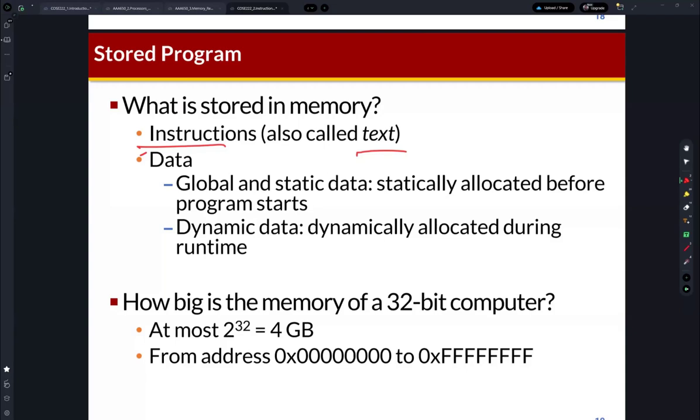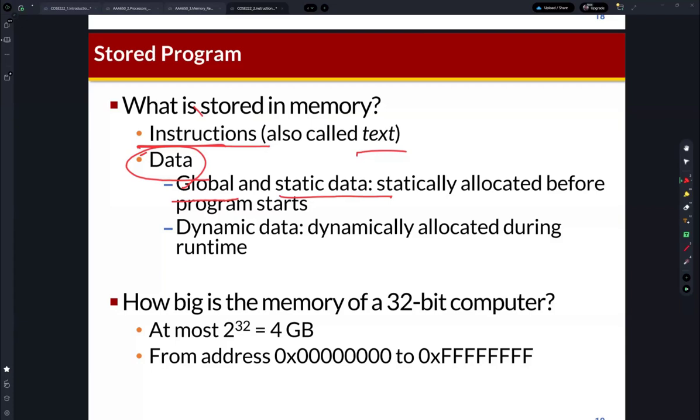Okay. So what is stored in the memory? Instructions and data. And then actually our binary data also includes the global and static data. If you learn the C language, you can define a global variable and static variable, right? Which means this data is also stored in the binary file.